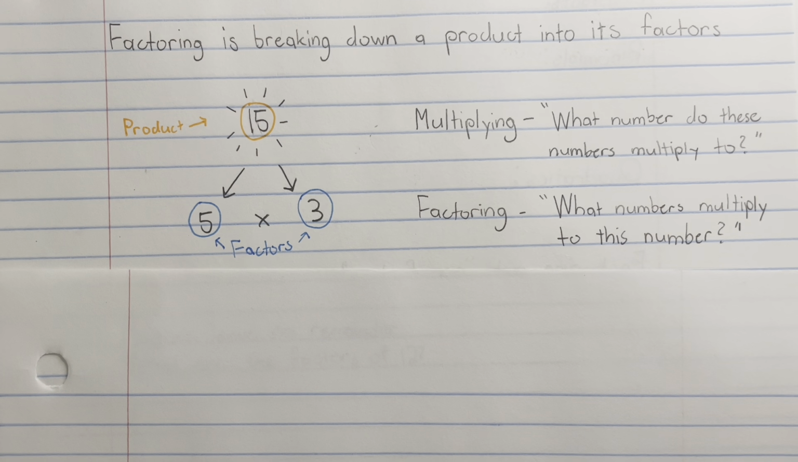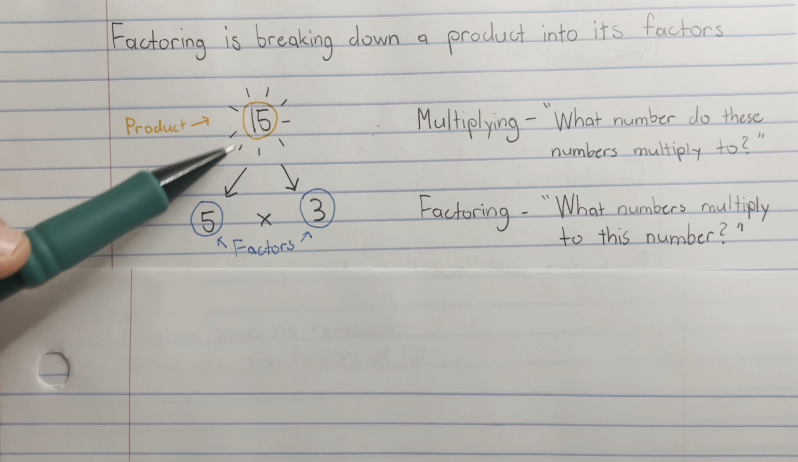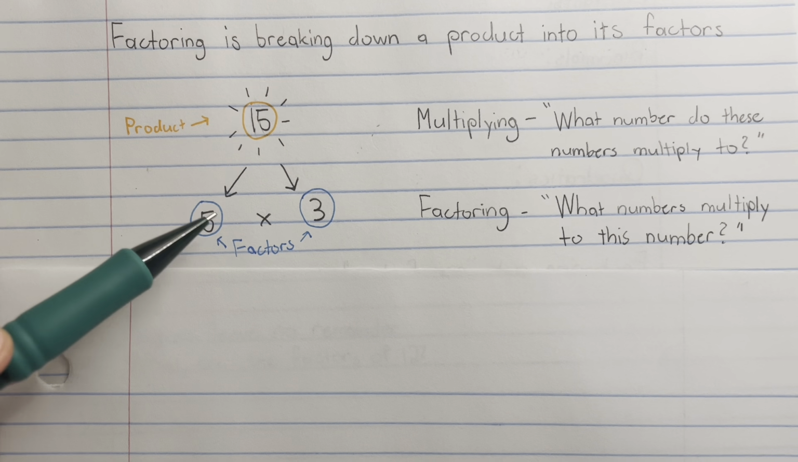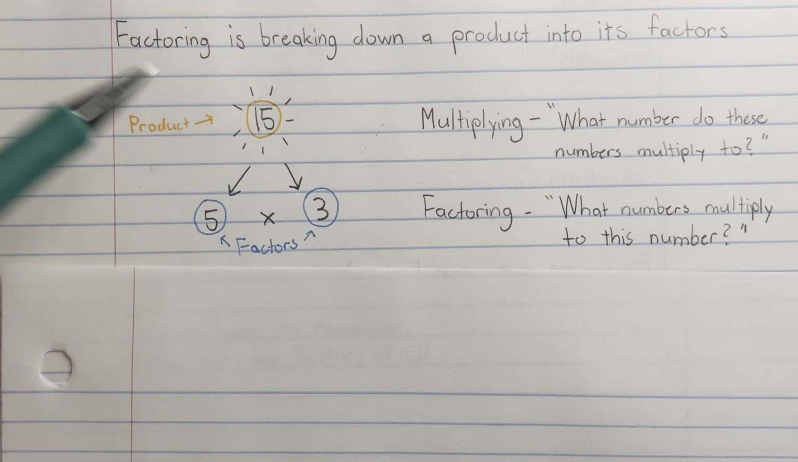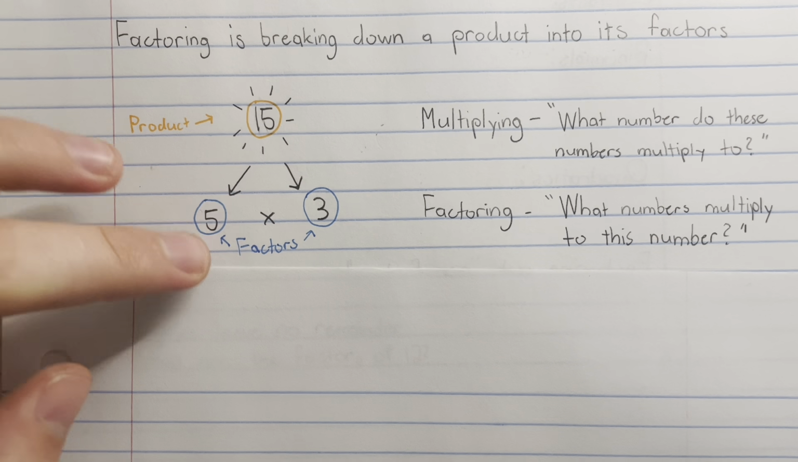You might recall this from multiplication, and it's basically the same thing, but just the opposite operation. So multiplying asks the question, what number do these numbers multiply to? Factoring, on the other hand, asks what numbers multiply to this number. If I were doing multiplication, these arrows would be flipped and pointing towards 15, as 5 times 3 equals 15, but we're doing factoring, so we're breaking it down.